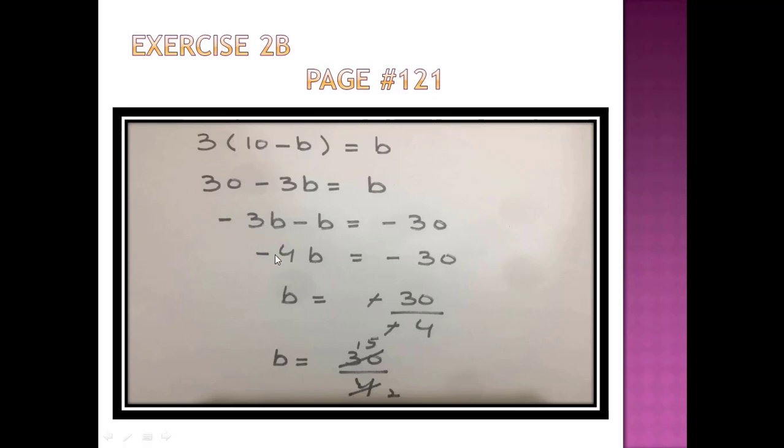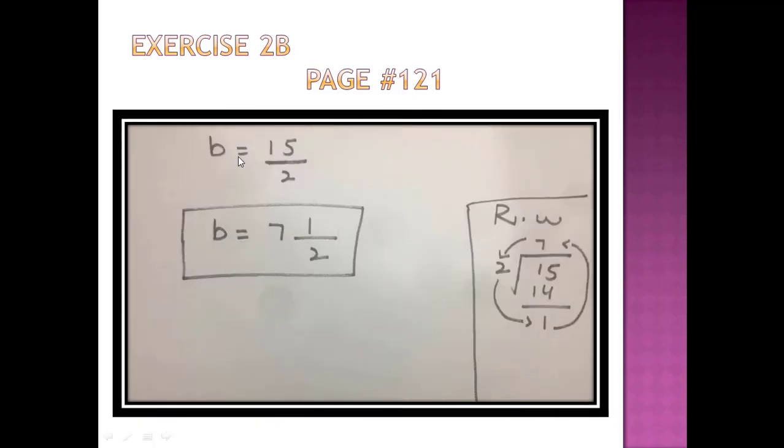Okay, now minus 4, if we shift our minus 4 over here like that, b is equal to minus 30 divided by minus 4. Here we cancel our what? Minus, so we get what? b is equal to 30 divided by 4. Over here 4 2 2s are 4 and 2 15s are 30. So our answer is b is equal to 15 over 2.